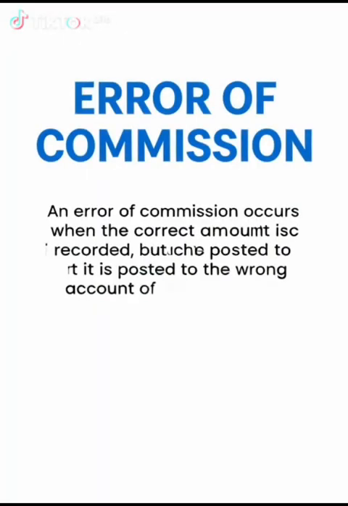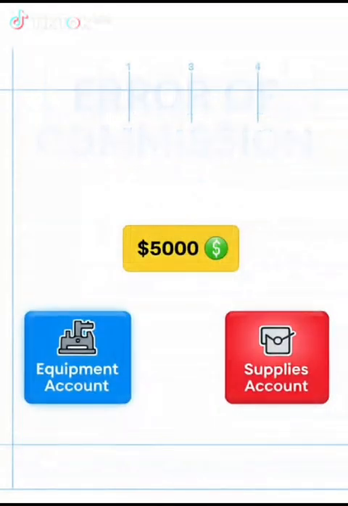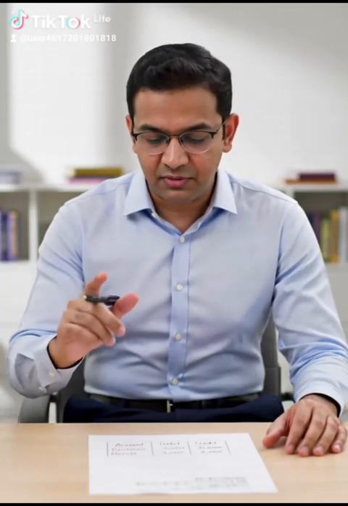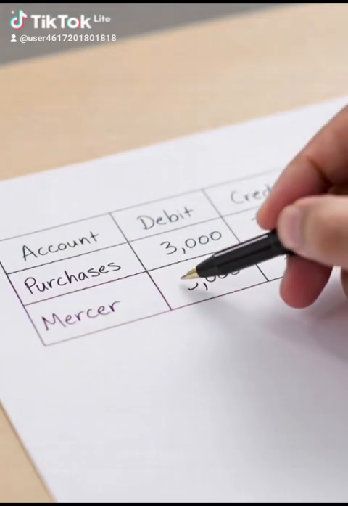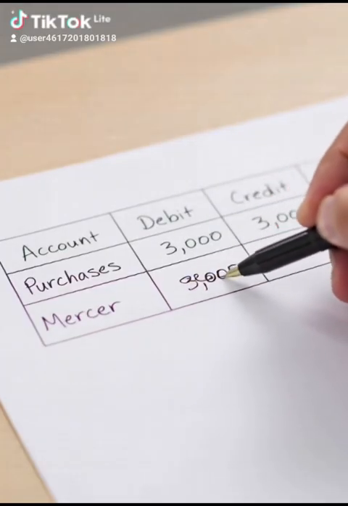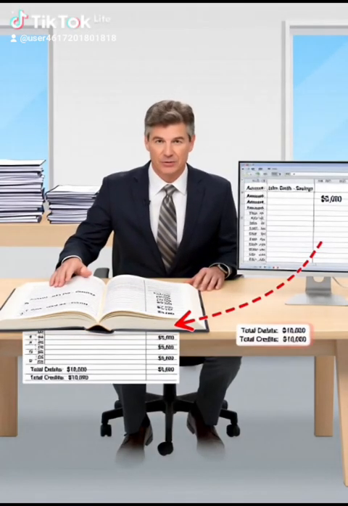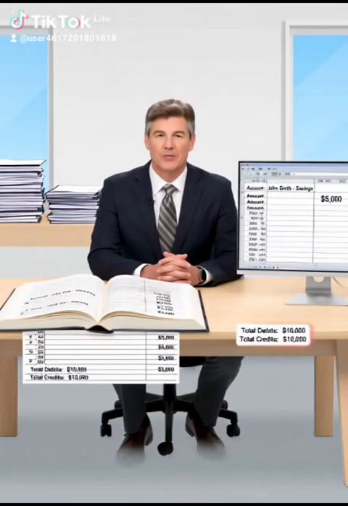An error of commission occurs when the correct amount is recorded, but it is posted to the wrong account of the same class. This usually affects personal accounts. For example, goods worth 3,000 Ghana cedis are wrongly posted to Messer's account. Although the amount is correct, the wrong person's account is used. Same class of account, trial balance agrees.